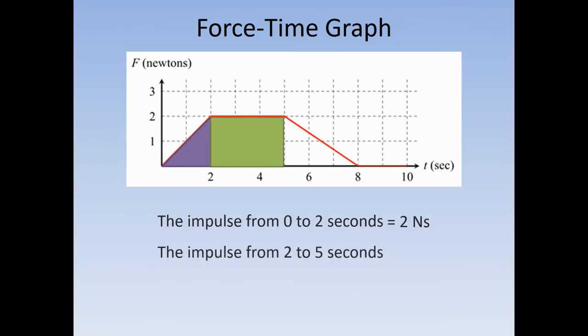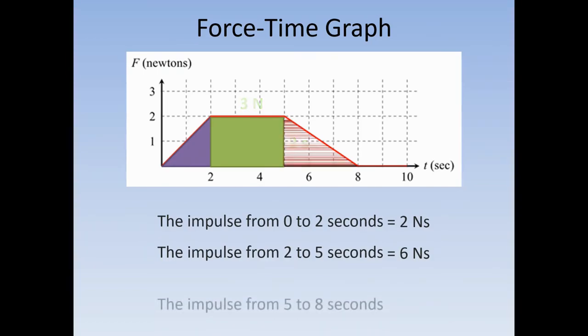What about this next section of the graph between 2 and 5 seconds? This is a constant force of 2 newtons acting for 3 seconds. The area between the line and the axis forms a rectangle, so we will not need to divide by 2 to find this area. So here, the impulse is just going to be those 2 newtons times 3 seconds, and we find an impulse of 6 Newton seconds.